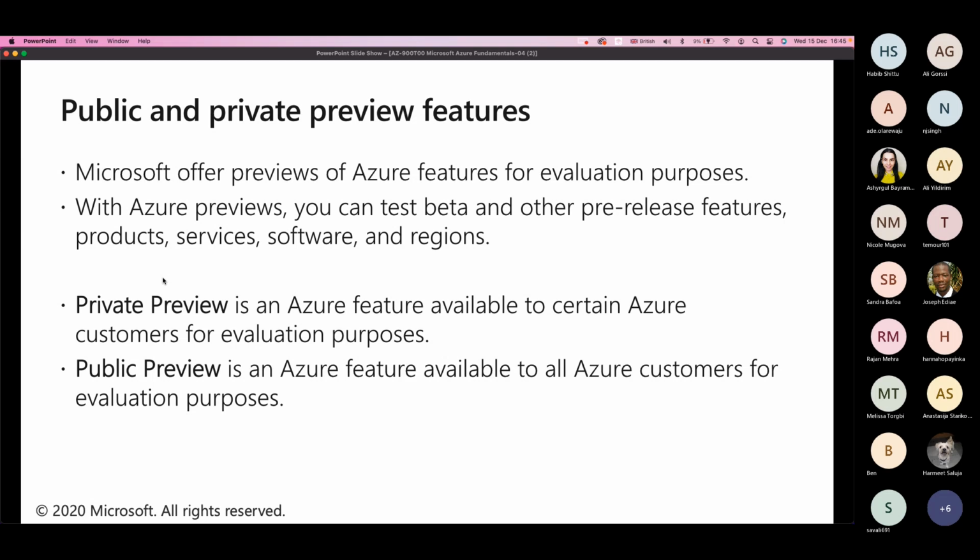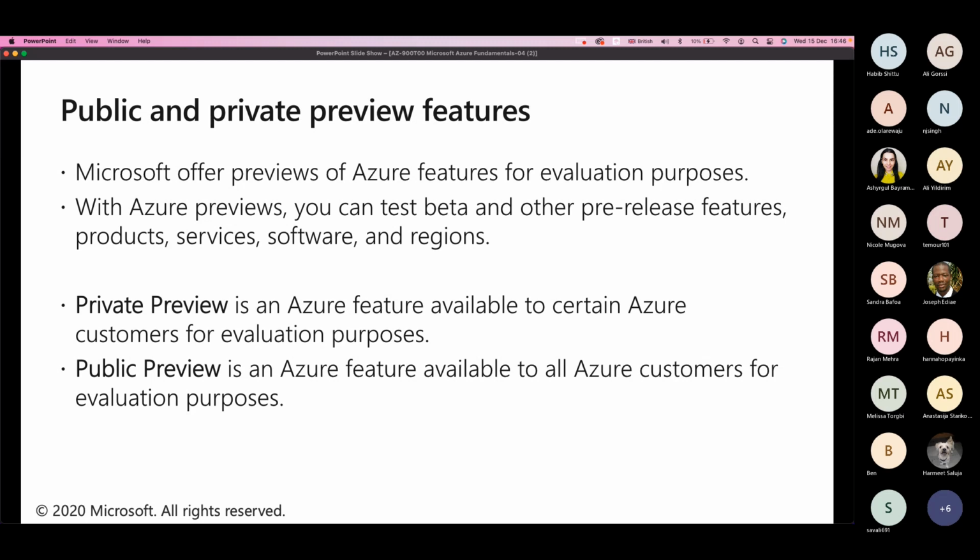So there is a public and private preview feature Microsoft offers. Previews of Azure features for evaluation purposes. With Azure previews, you can test beta and other pre-released features too. So private preview is an Azure feature available to certain Azure customers for evaluation of what you are doing.